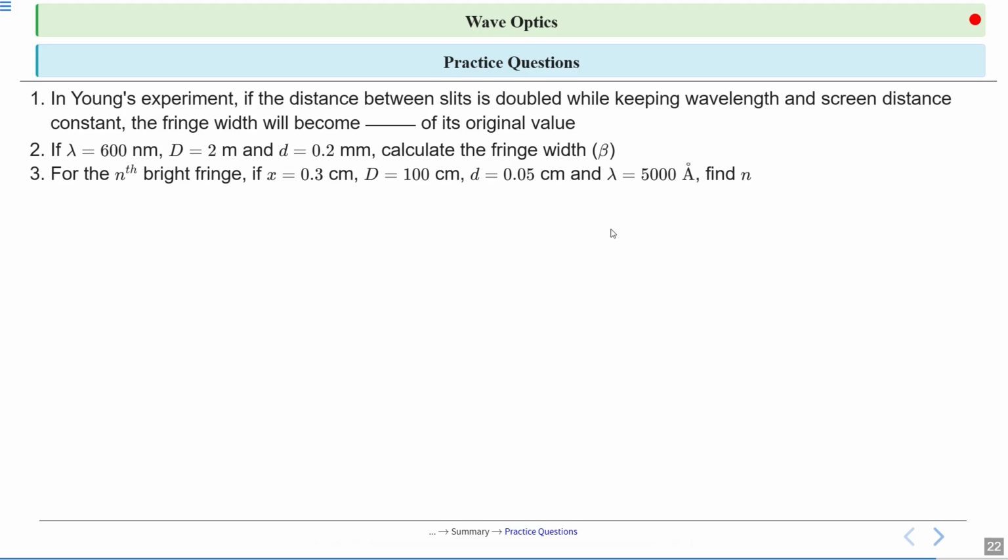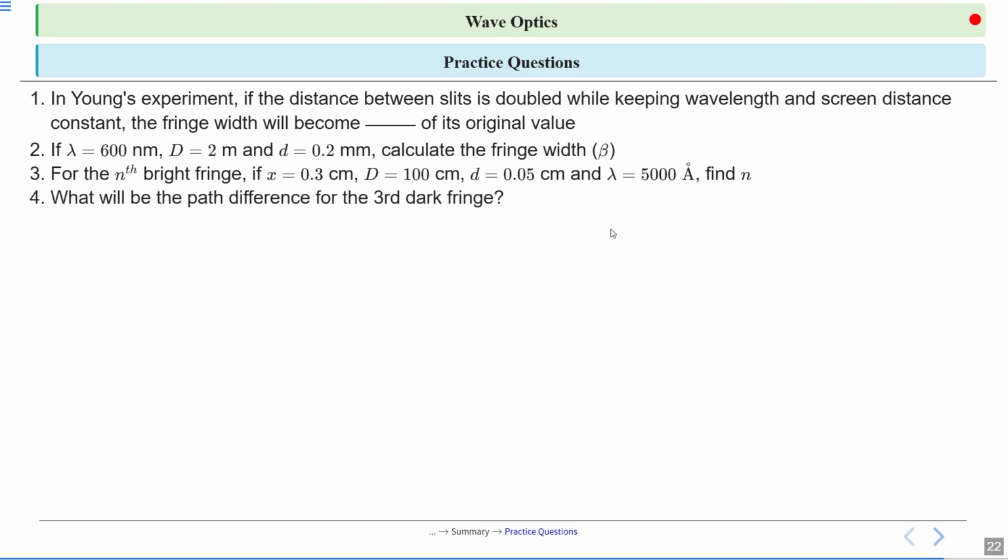Now let's determine the order of the bright fringe. For the nth bright fringe, we have x equal to 0.3 centimeter, capital D is 100 centimeter, small d is 0.05 centimeter. What capital D and small d are, we have discussed. Lambda is equal to 5000 angstrom. What is angstrom? 10 to the power minus 10 meter. So use the formula for the position of the nth bright fringe, and solve for n to find which bright fringe corresponds to this position.